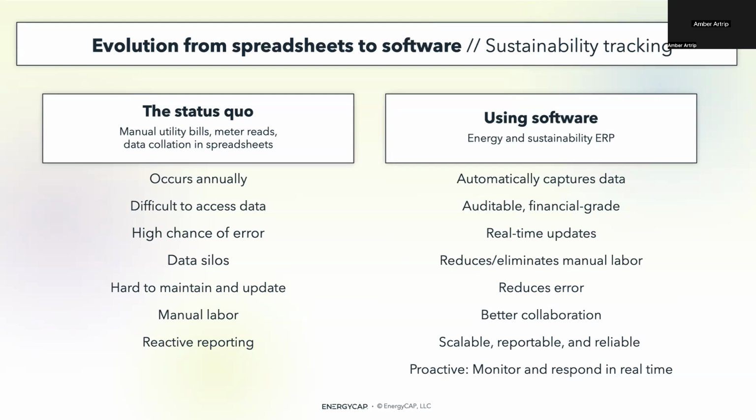But having this data in spreadsheets is difficult. It can make it difficult to access. There's definitely a higher chance of error. The data is often in silos, and I'll be honest, it's usually consultants who are pulling this data together. And as you know, someone who's operating as a sustainability leader at a certain organization, you may be very dependent on the consultants to even access this data. So there's a lot of silos that are created, which makes it hard to maintain and update, not to mention the manual labor required just to pull all of this data in.